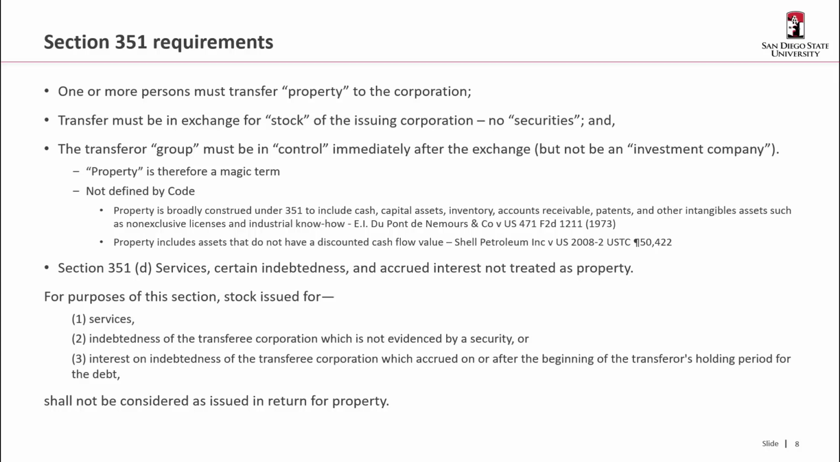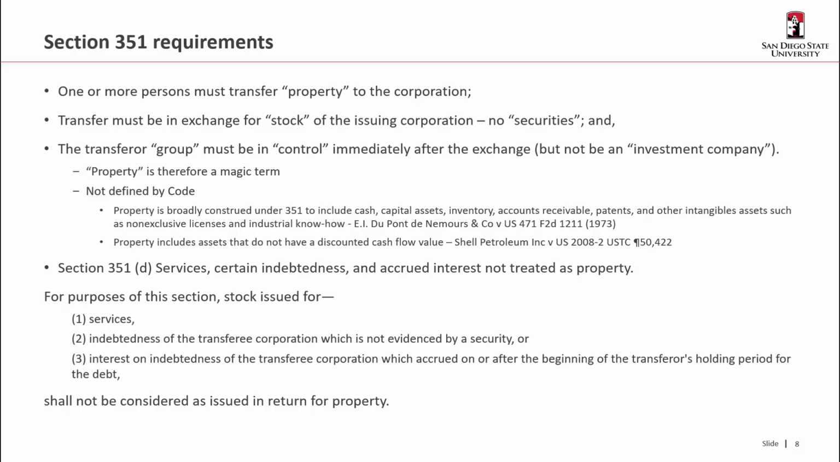So what is property? One or more persons must transfer property to the corporation in order for 351 to apply. The transfer must be in exchange for stock of the issuing corporation. The transfer group must be in control. So property is one of the magic terms. It's, of course, not defined in the code. But it has been broadly construed to mean cash, capital assets, inventory, accounts receivable, patents, other intangible assets, industrial know-how. Property can include assets that don't even have a discounted cash flow. So there's some asset out there and you're not even sure it's ever really going to make money. That's okay. That counts as property too.